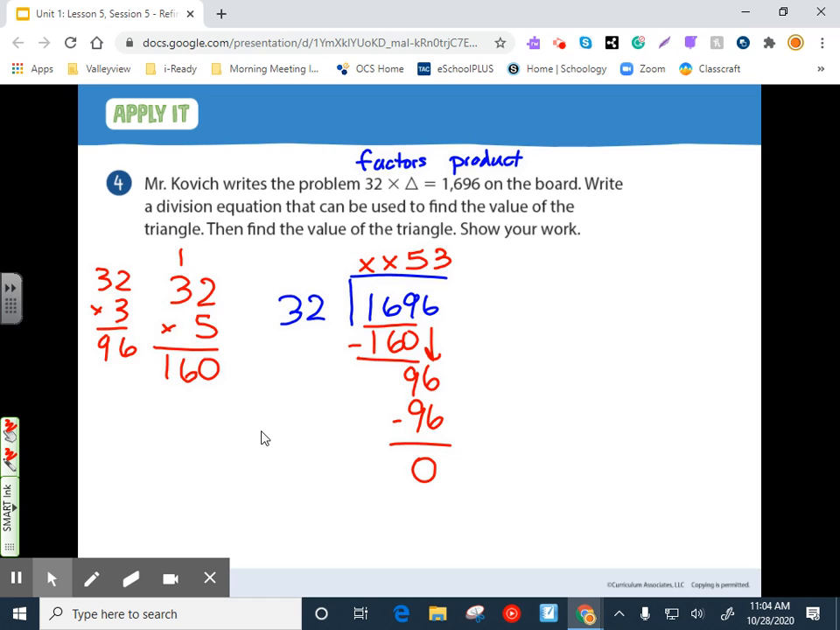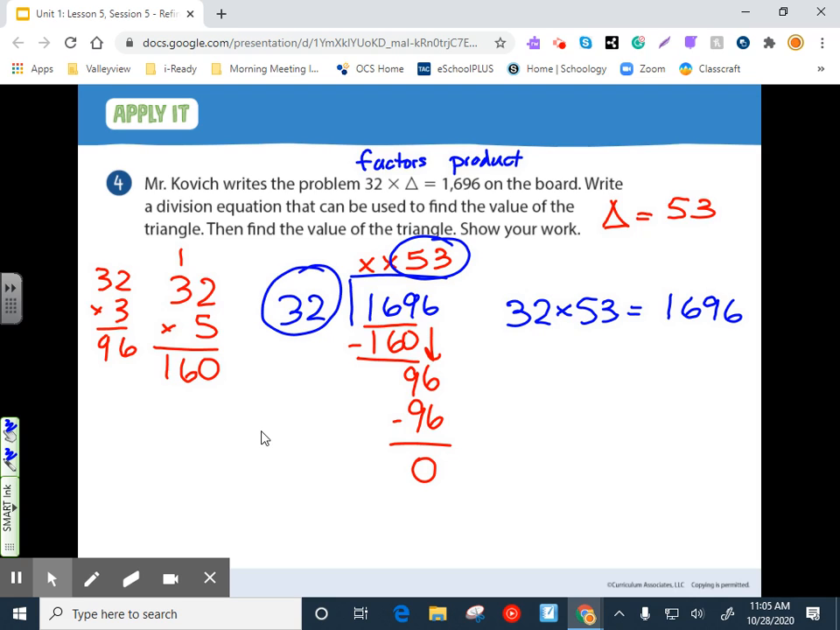So what they're basically saying is your triangle is going to be represented by 53, even though that sounds weird that we're talking symbols, but let's look. 32 times 53 will equal 1,696. Again, like when we check our division problems, we multiply those two numbers outside of the house, aka the divisor and quotient, to get our dividend.